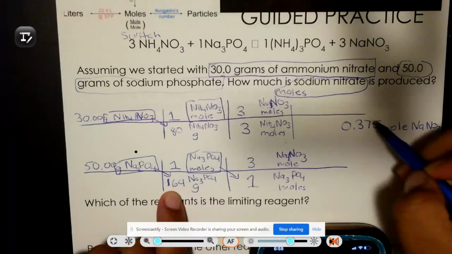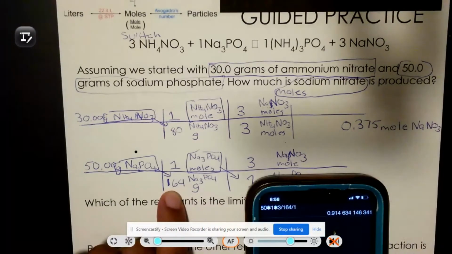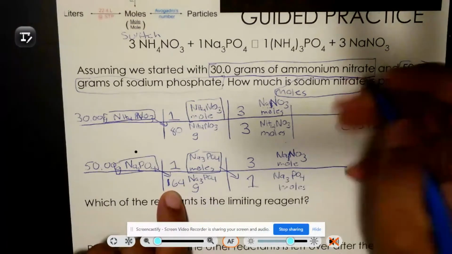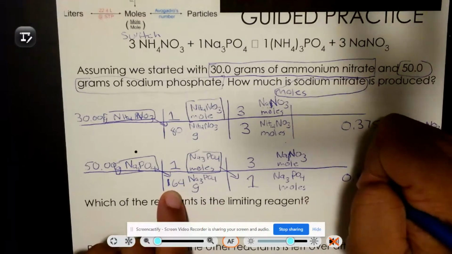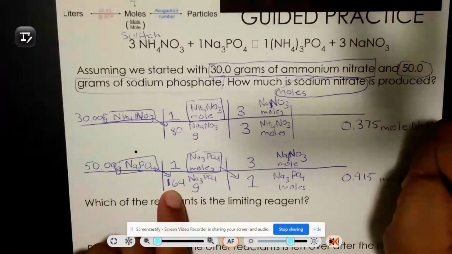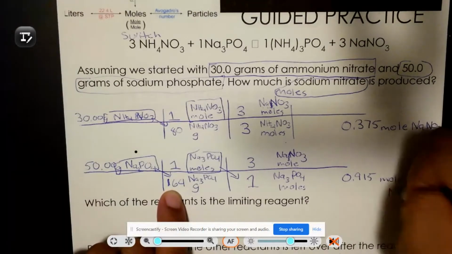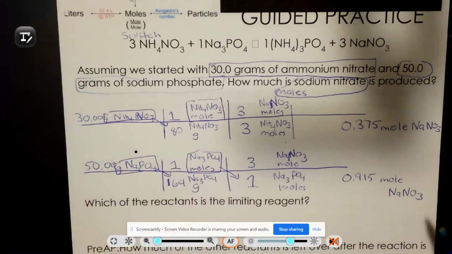We're going to round this to 3 sig figs just like we did for that. We're going to round this to 3 decimal places just like this one. So that means we're going to round right here at this 4. And so if we look at the 4, it's next to a 6, which means it's going to round up. And so we're going to end up with 0.915 moles of sodium nitrate.